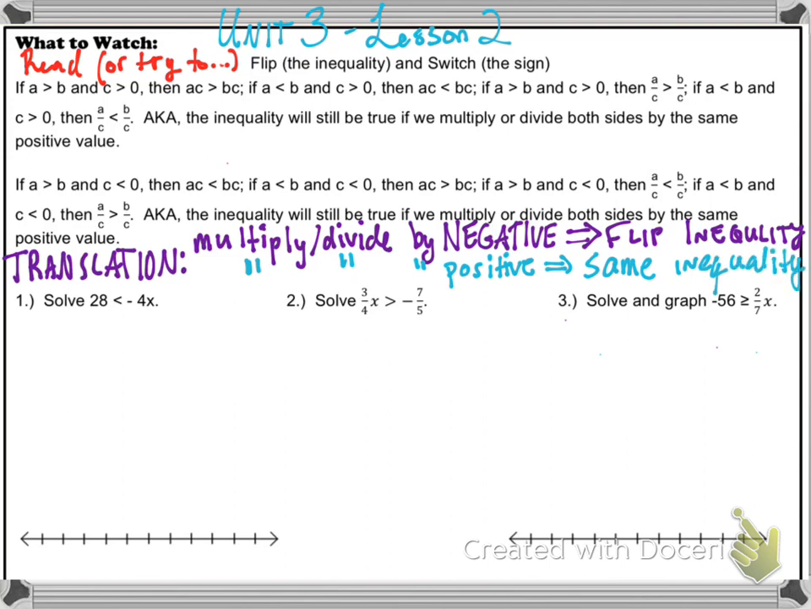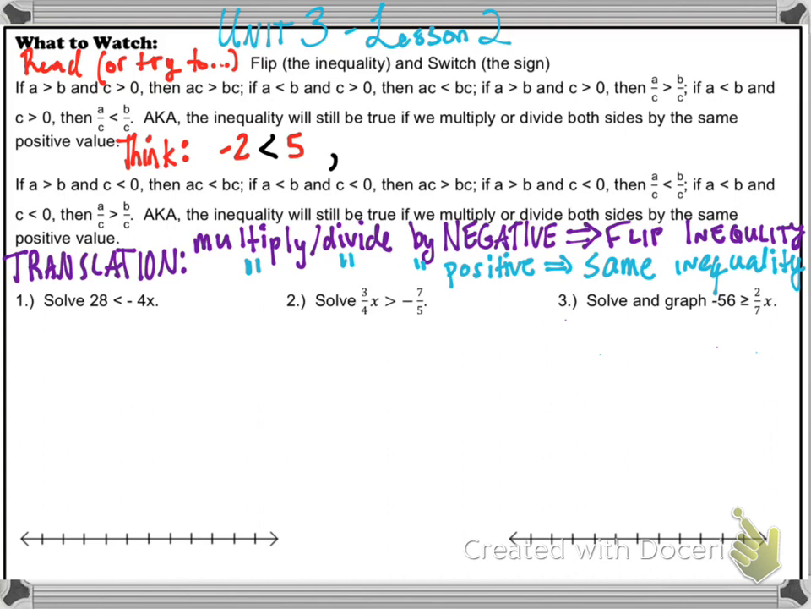If you multiply or divide by a positive, the inequality stays the same. So why is that? Well, let's consider these two numbers here. Which one's lesser, which one's greater? Well, the true inequality symbol would look like this, right?